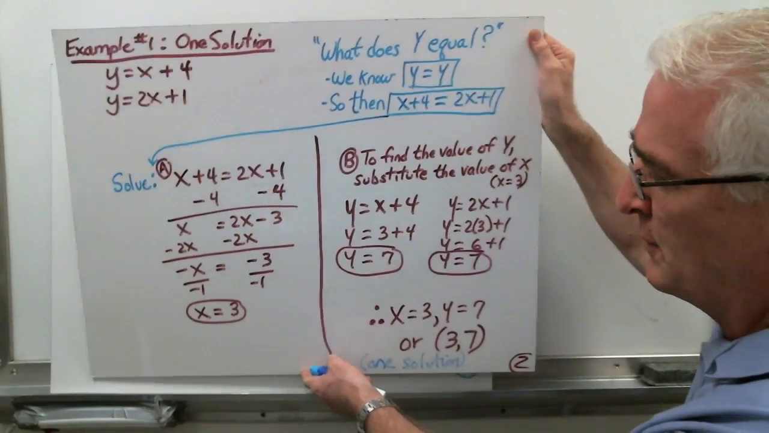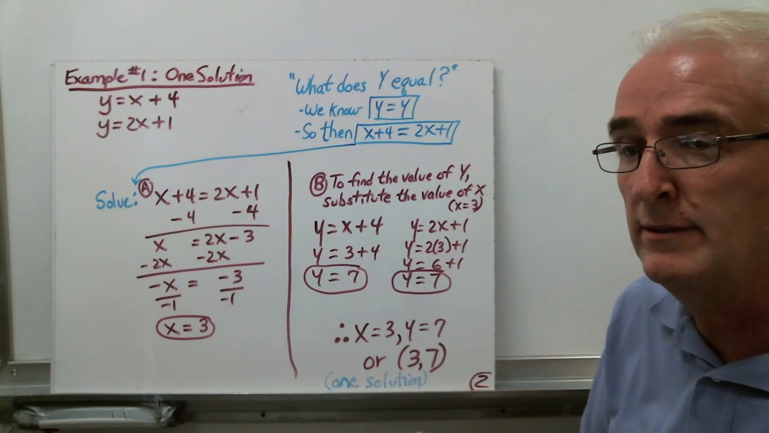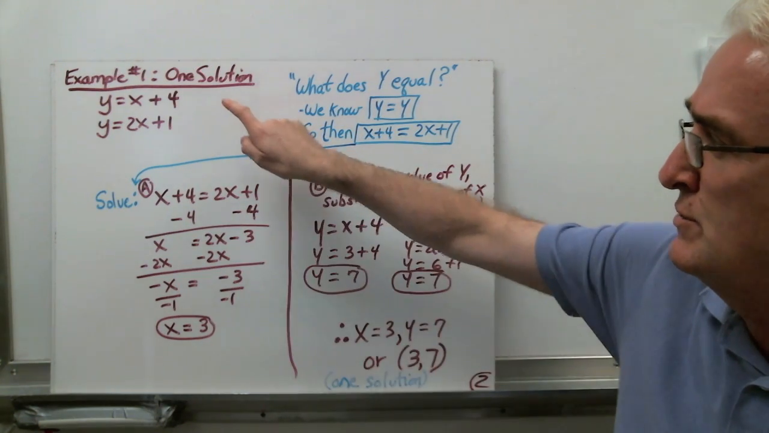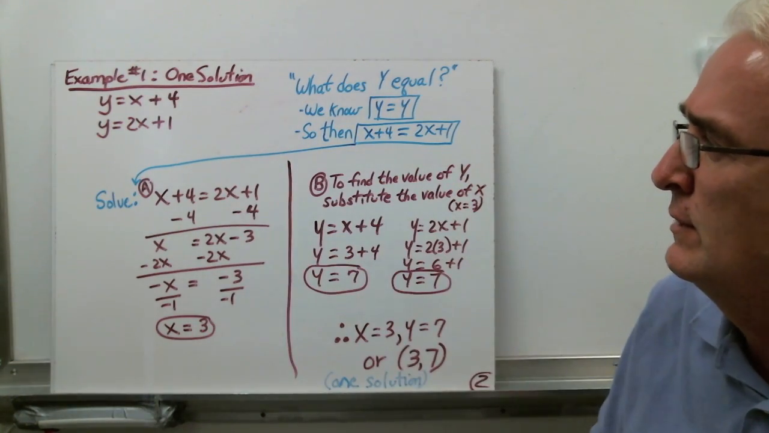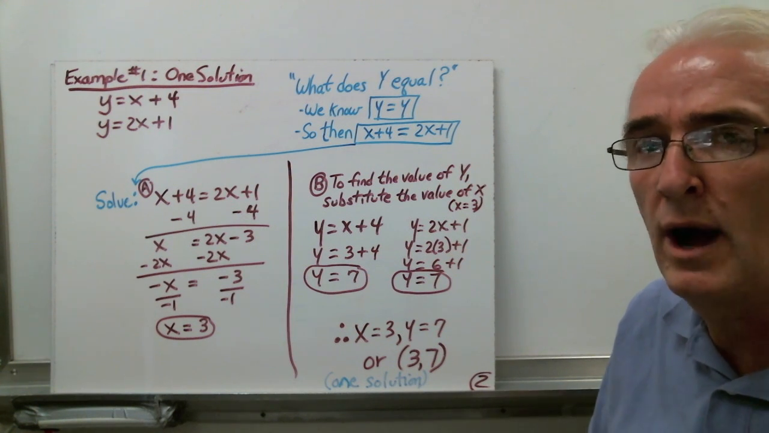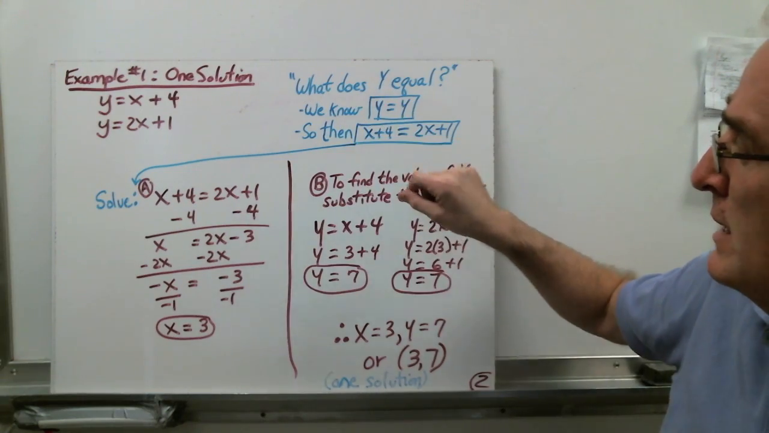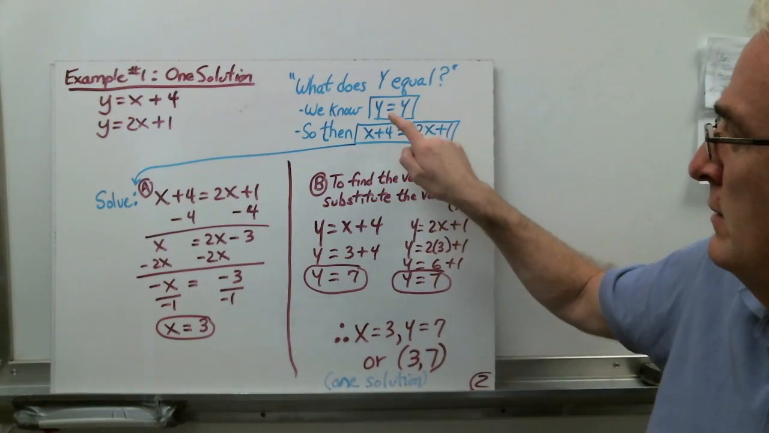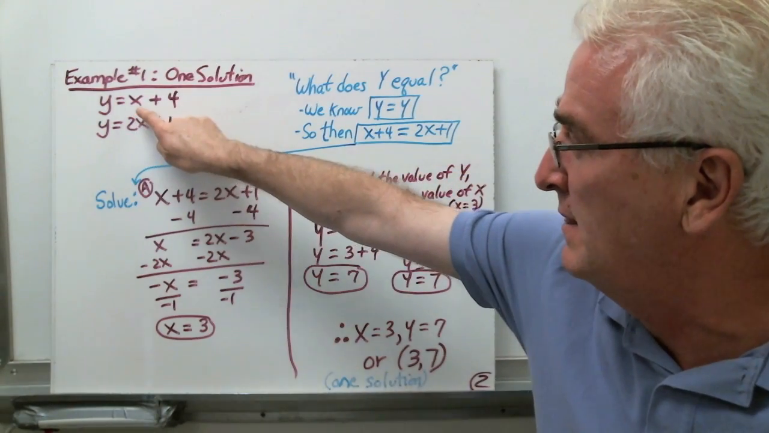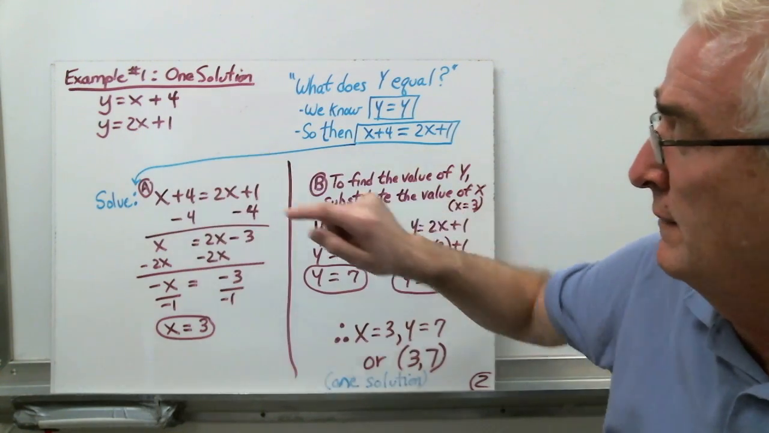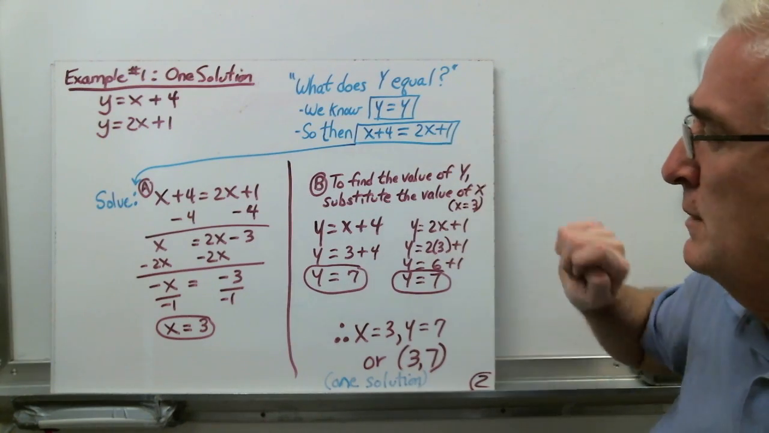Let's take a look at the first example. Example number 1. We're going to take our system of equations and find an answer that gives a solution of only one item, one solution. So let's take a look at our two equations. y equals x plus 4 and y equals 2x plus 1. Well, here's what we know. We know that y equals y, so that's the identity, they're the same. So then if y equals y, this part must equal this part of the respective equations. x plus 4 must equal 2x plus 1.